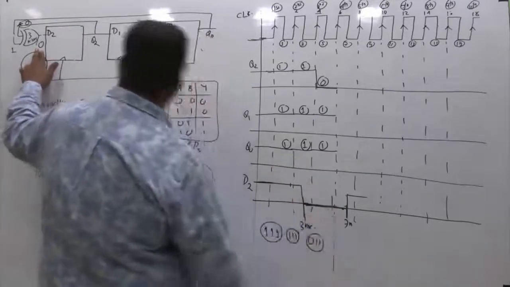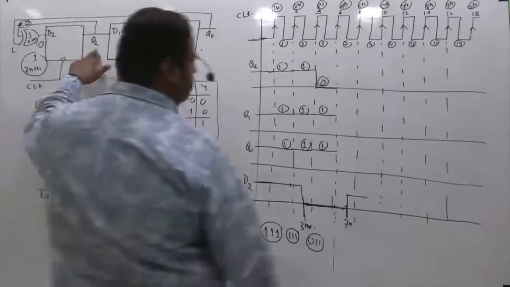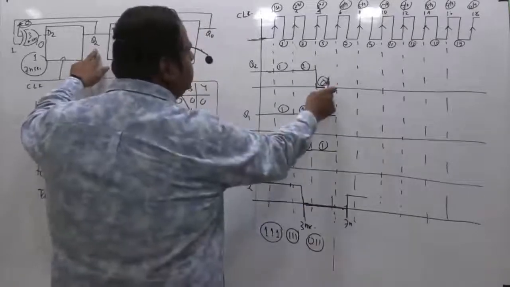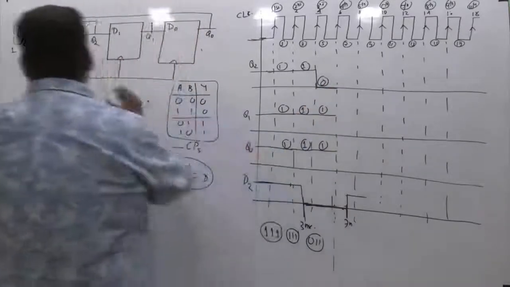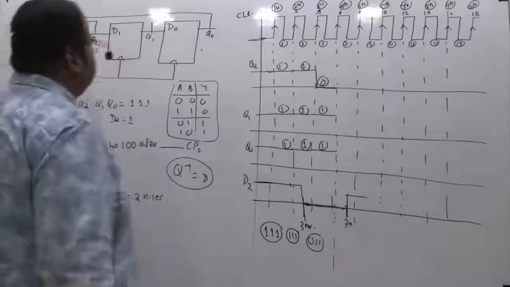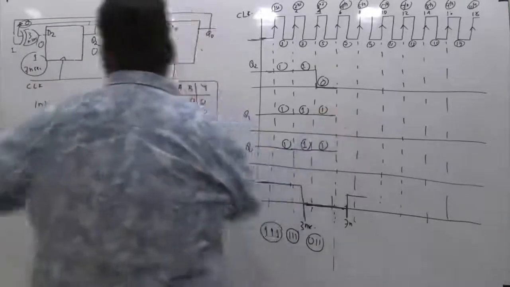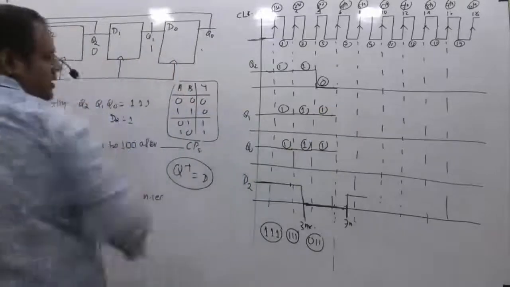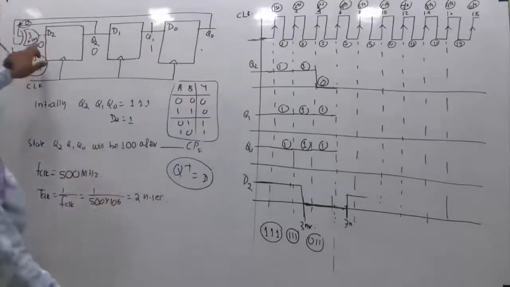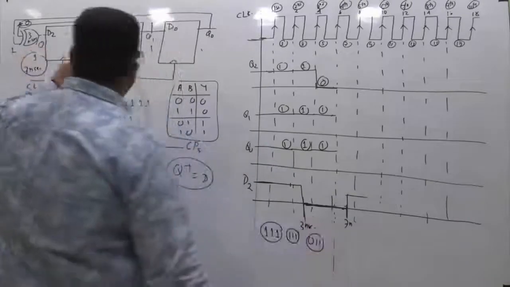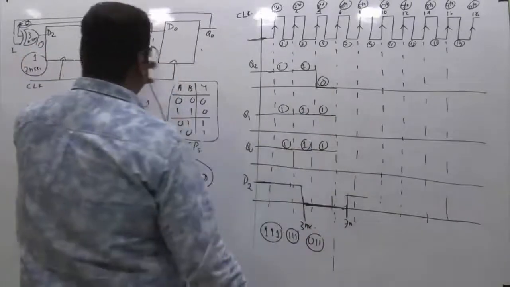So D2 is 0. And what is Q2? Q2, if you see, is also 0. And what is Q1? Q1, if you see, is 1. So that is just before giving the clock pulse. D2 is 0, Q2 is also 0 and Q1 is 1.